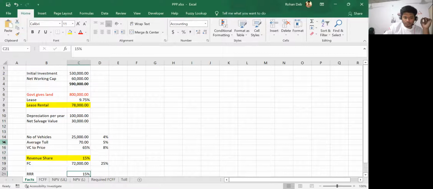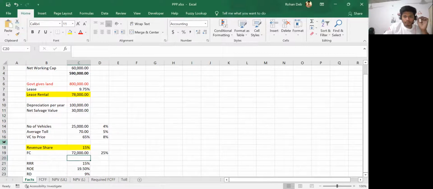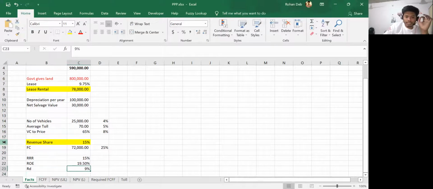Now fixed cost is 72,000, and the required rate of return. So required rate of return is the rate with which we discount whatever cash flows we'll get, we'll discount the entire thing. ROE is return on equity, which is 19.5%. RD, it should be RD, is return on debt, which is 9%.